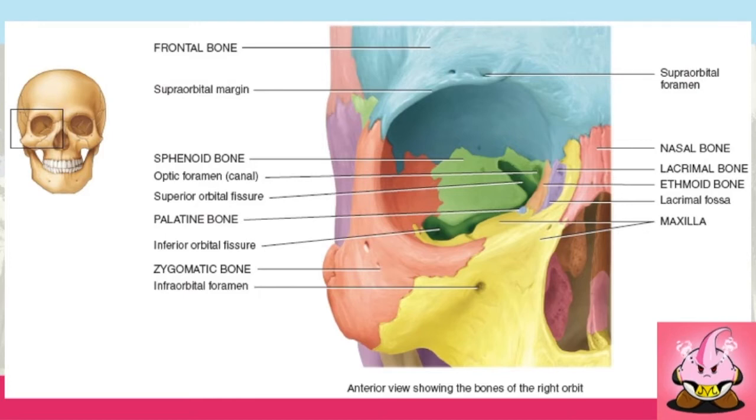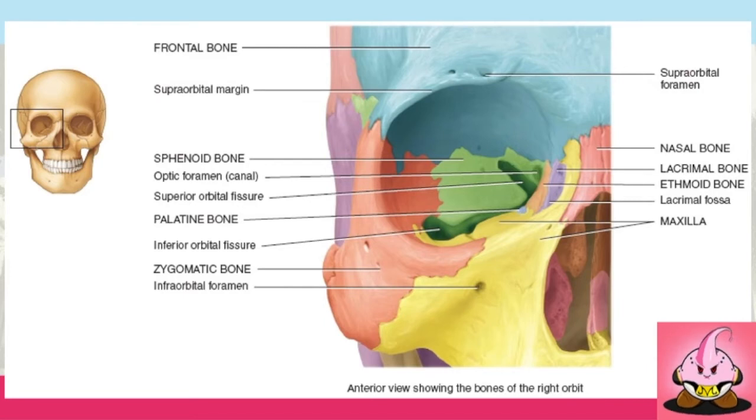If you would look at the orbit, class, this is your orbit and this is the location of your orbit. On the medial aspect of the orbit, you will see the lacrimal bone. On the posterior aspect, you would see your ethmoid bone. And then on the lateral aspect, you would see your sphenoid bone. On the superior aspect, you will see the frontal bone.